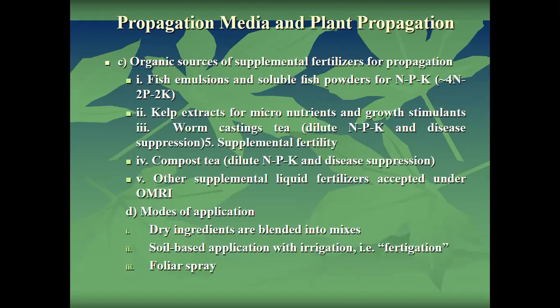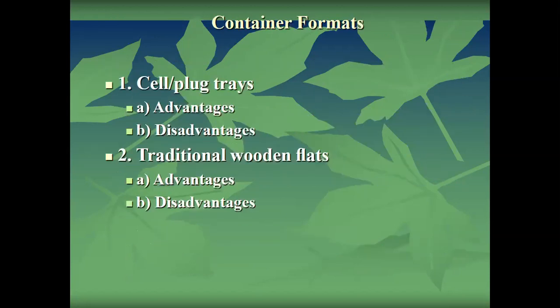All these things are just general things that you should know, so you could run through these slides. Container formats: I mentioned some of these already and showed you pictures of the cell plug trays, but I didn't talk about their advantages and disadvantages as opposed to the wooden flats. The major use of the wooden flats is when you have very small seeded crops. You plant them out, and as they germinate, you have to transplant them into seedling trays.